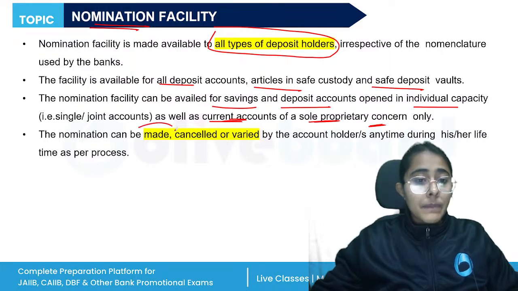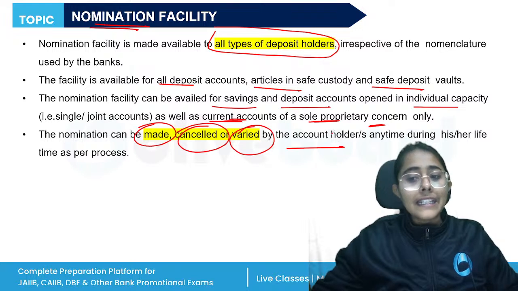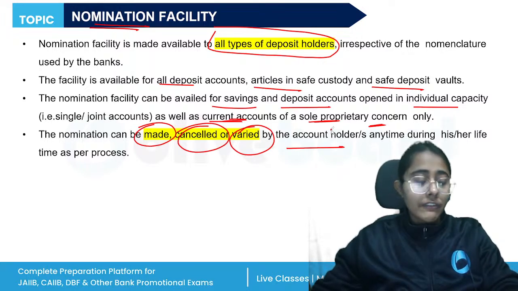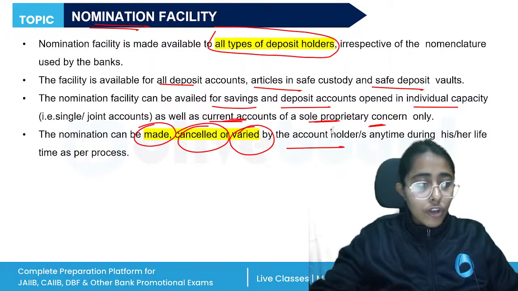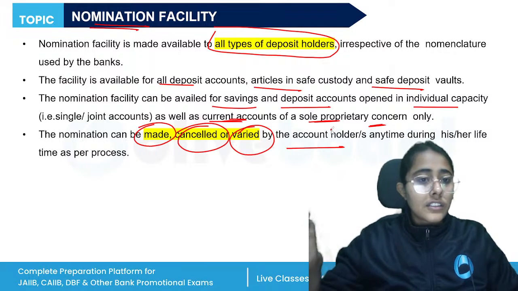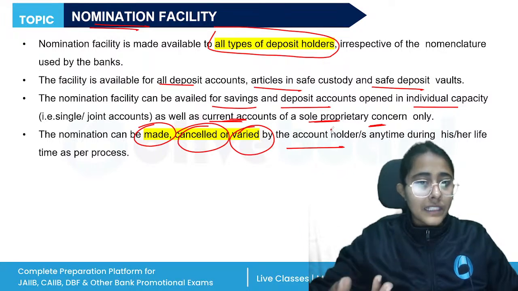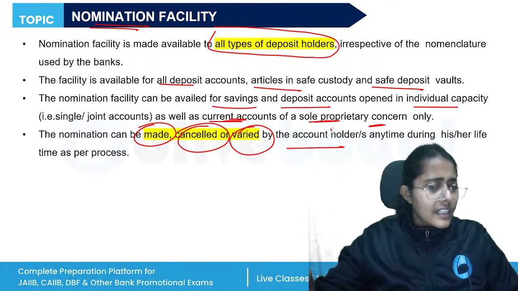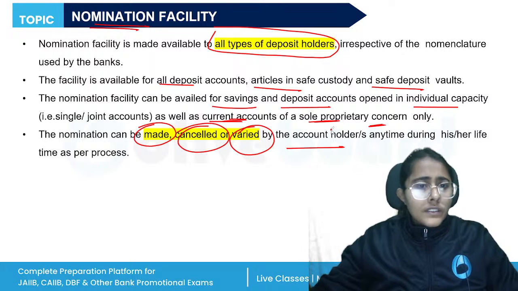The nomination can be made, cancelled, or varied by the account holder at any time during her or his life. So if they have created a nomination, they can also change it. So what are the features available for all deposit accounts? The nomination can be done in favor of one person only as per the guidelines, but in certain cases up to two persons nomination is also permissible, and nomination can also be made in favor of a minor.